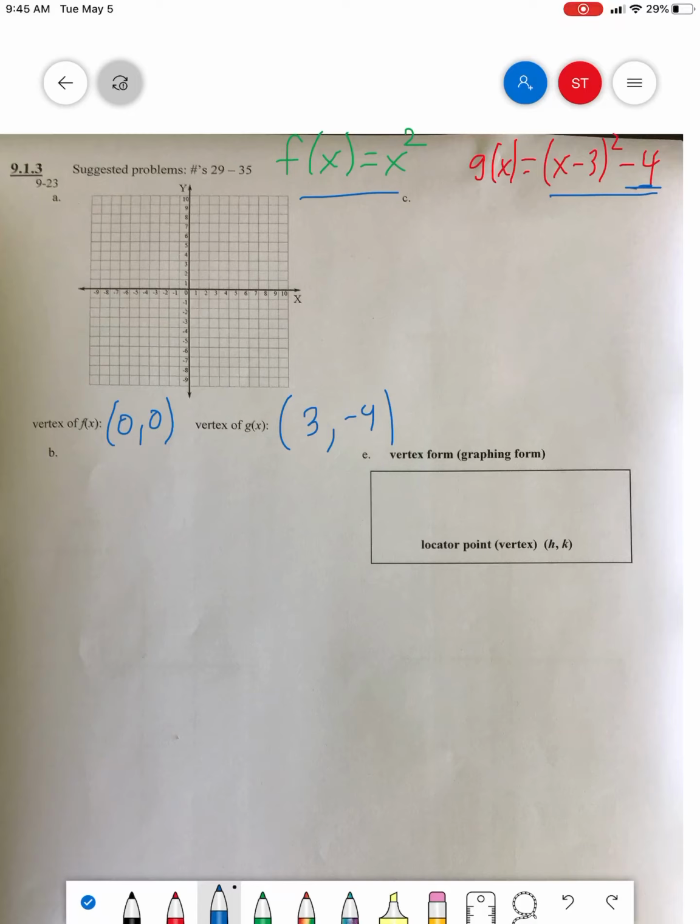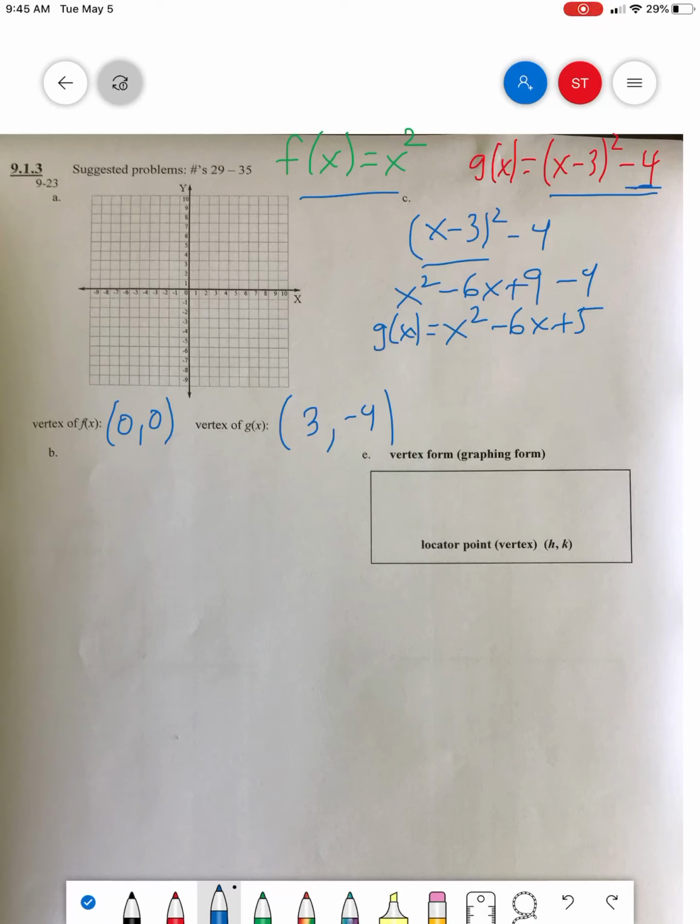Okay, next question, I think we're going to do C before we go back and graph this thing. If you look at C, it wants you to take g of x and put it in standard form and factored form. Well, to put it in standard form, you got to take x minus 3 times x minus 3. So that's x squared minus 6x plus 9, and then we got to subtract 4. Okay, I kind of did that in my head, but then we're left with x squared minus 6x plus 5, and that is in standard form.